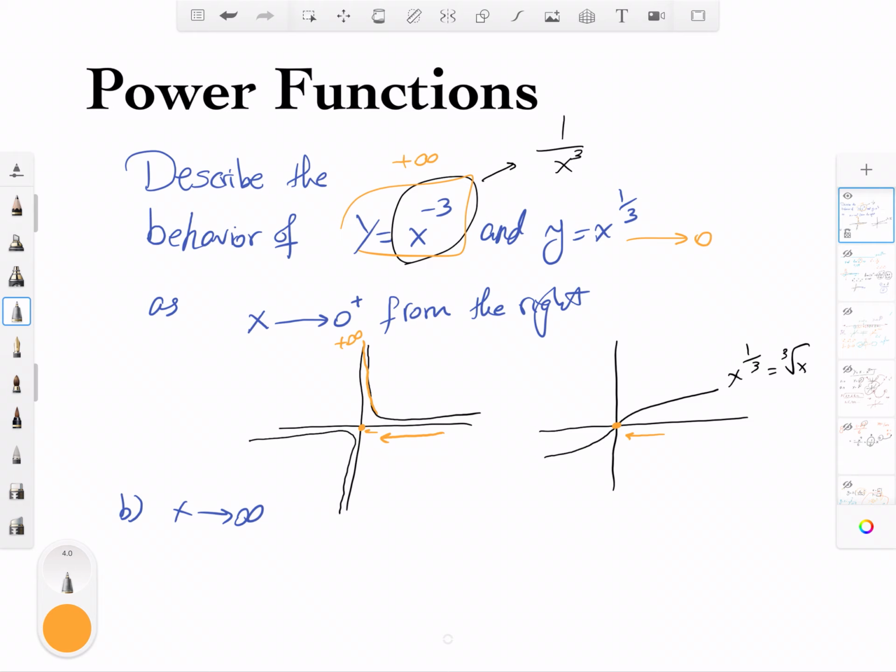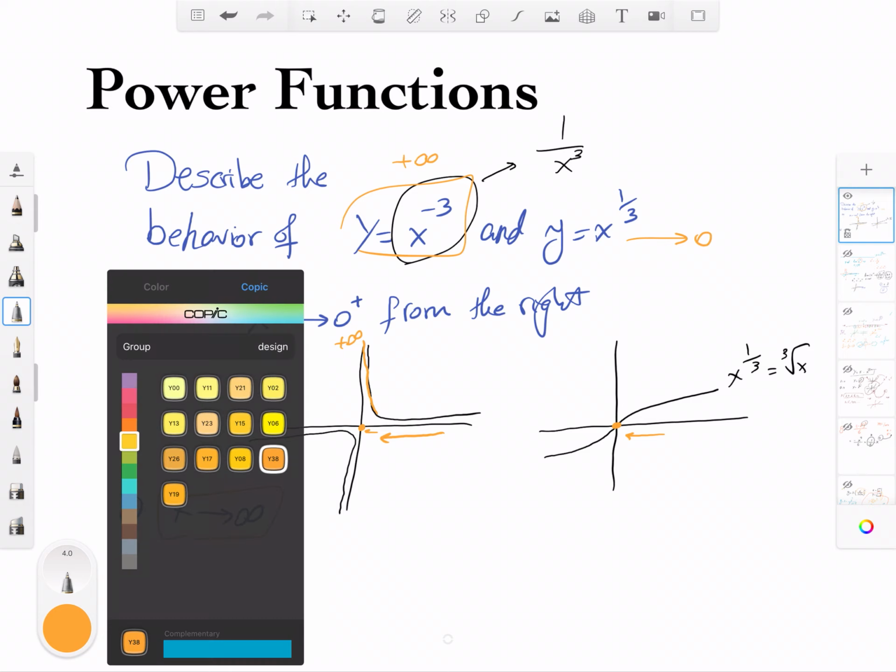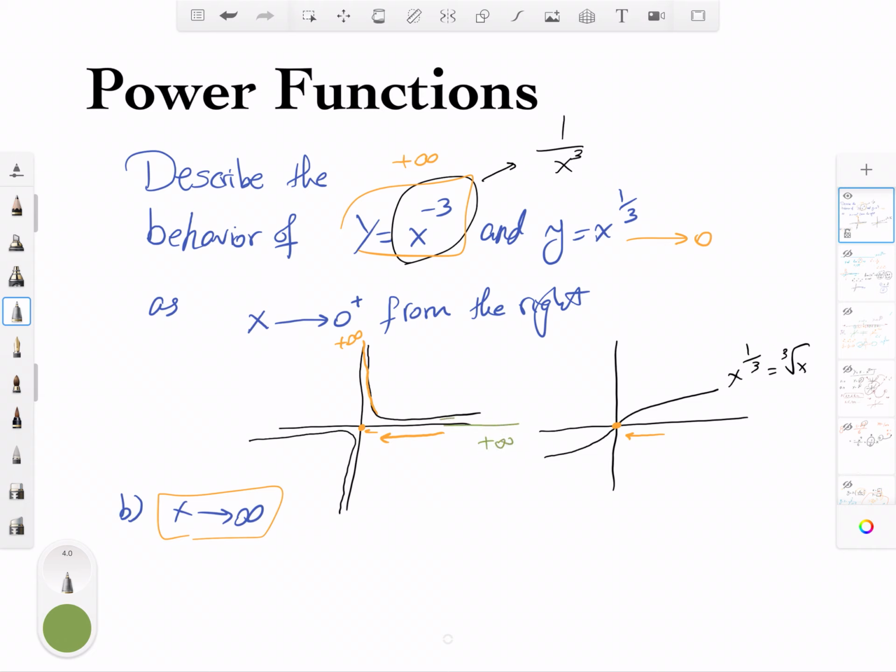For part B, they're saying x goes to infinity. So as x goes to positive infinity, this graph will touch 0. So this will go to 0, and this one will slowly go to positive infinity. As x gets larger here, the value of y gets larger and larger. Like the cube root of like 100 million. So it will be a big number. So it will eventually go to positive infinity.